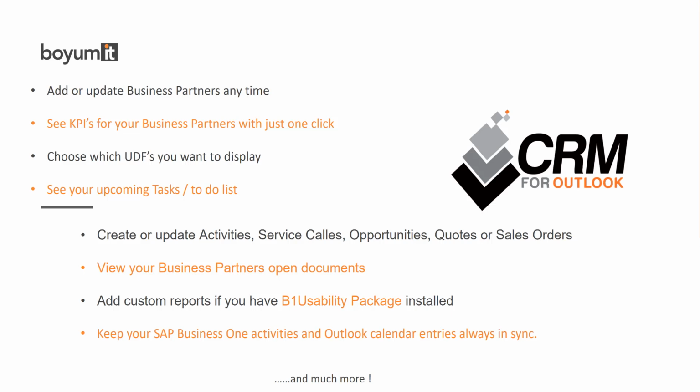You can do many transactions in CRM for Outlook. You can put in activities, sales quotations, sales orders, and so on. You can create new business partners. You can add new contacts to your business partners. You can add custom reports in your Outlook if you also have the B1 usability package, and I will show you in a little bit. You can display UDFs in Outlook for you. So you have all the information at your fingertips.